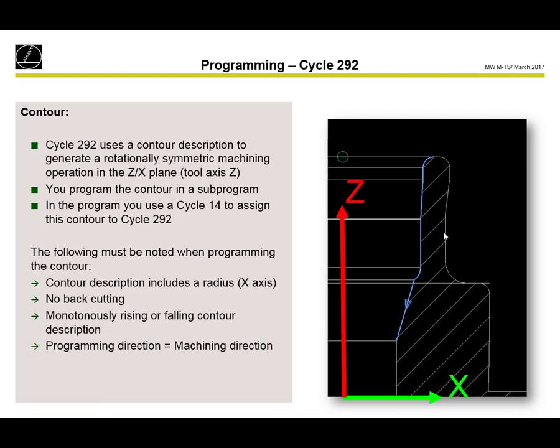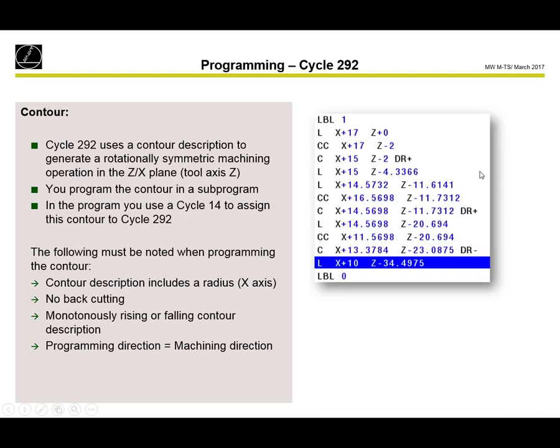And also important, the programming direction is also the machining direction, so there is no possibility in the cycle to change the direction. When we define the contour from the top position to the down position, then this is also the machining direction. So here we see the contour, beginning at the top and going down till the end, in X and Z without any Y or anything inside, just to do the programming here.